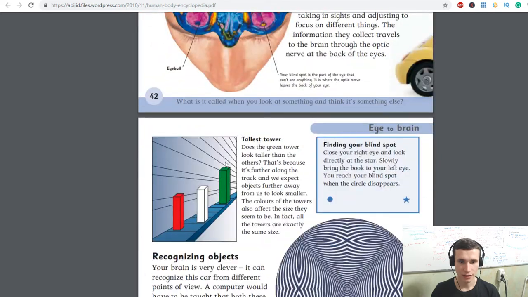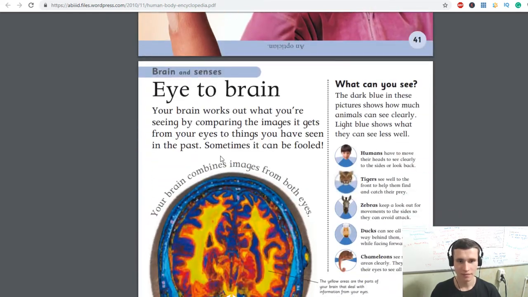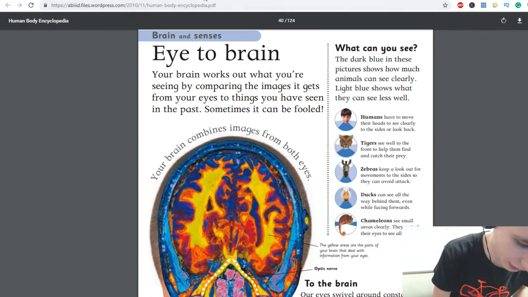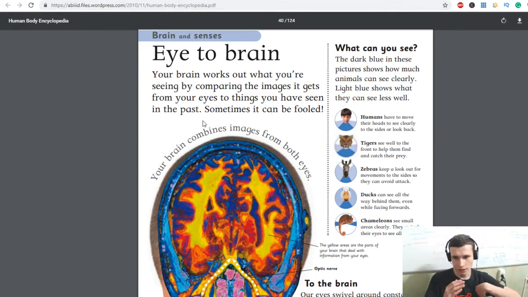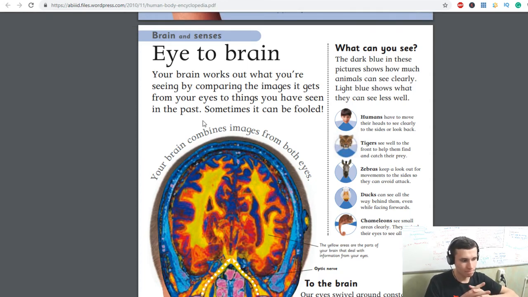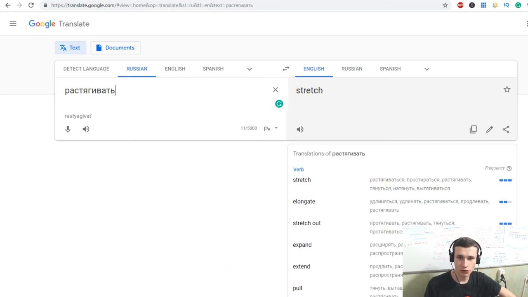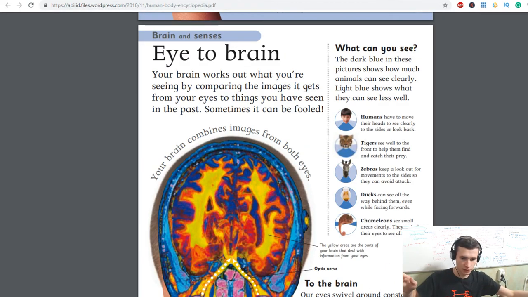Eye to brain. We will learn about it next time. Thanks so much for reading today's Human Body Encyclopedia. Today we learned that we have many nerves. If we stretched our nerves out to a distance, it would be more than 150,000 kilometers. It's a really big number. Oh my gosh, it's really big.